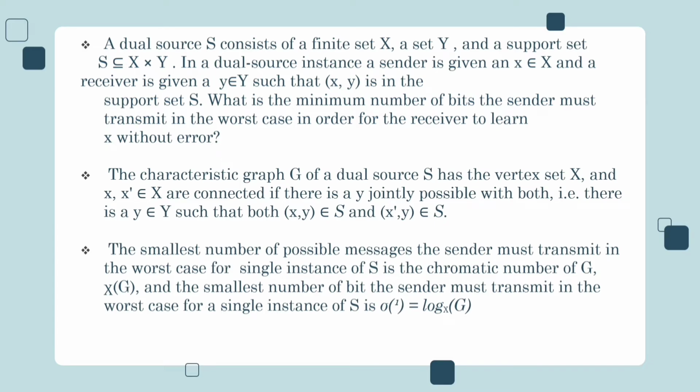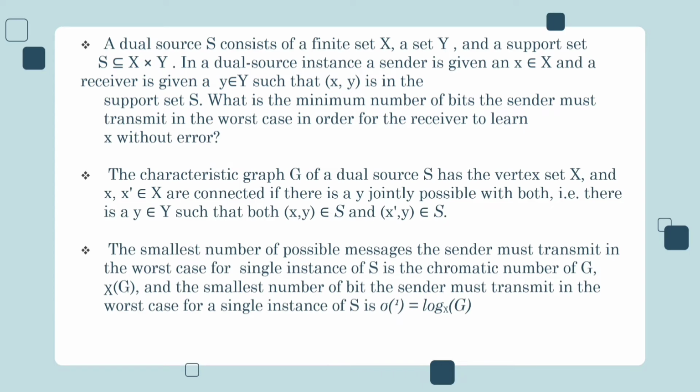The characteristic graph G of a dual source S has the vertex set X, and vertices x and x dash belonging to set X are connected if there is a y jointly possible with both, which means there is a y belonging to set Y such that both (x, y) belongs to S and (x dash, y) belongs to S. The smallest number of possible messages the sender must transmit in the worst case for a single instance of S is the chromatic number of G, chi of G, and the smallest number of bits the sender must transmit in the worst case for a single instance of S is sigma of 1, which equals log of chi of G base 2.